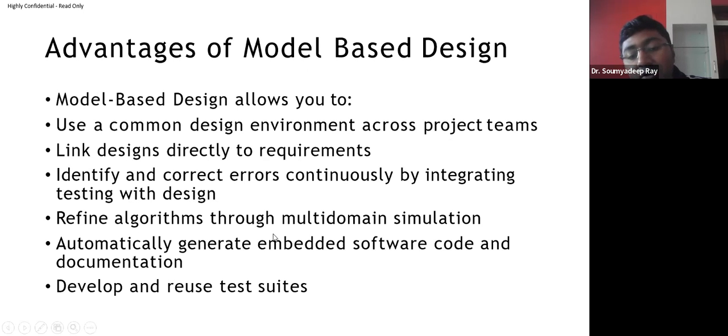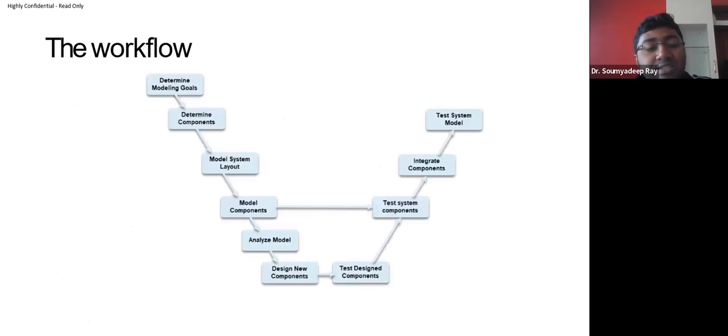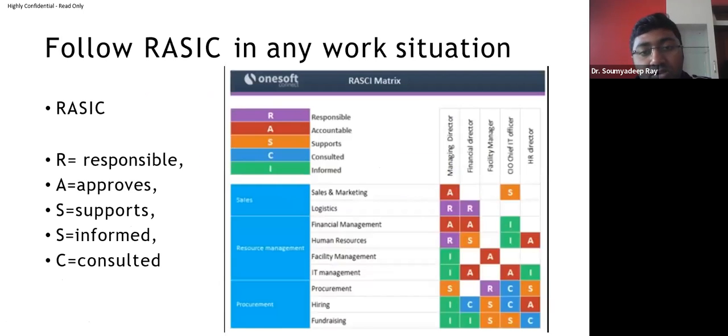And you can refine algorithms through multi-domain simulation. You can definitely do robotics with the mechanical portion, with electrical, with computer science, everything you can go through in one algorithm, and you can do the multi-domain simulation. Automatic code generation is supported here, and documentation is also an important part. And there is the development and reuse of test cases. Whatever test case you are generating, you have to give it a pass or fail. So basically this is the workflow. I am skipping these things.